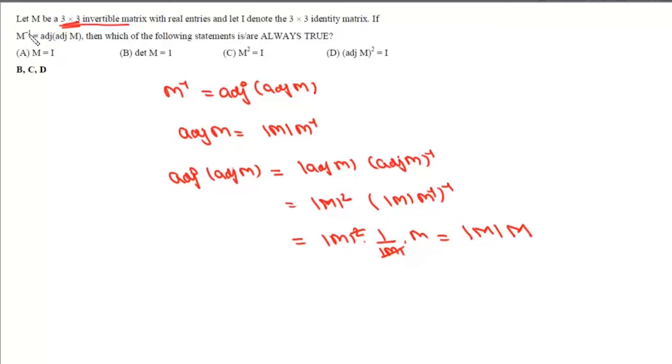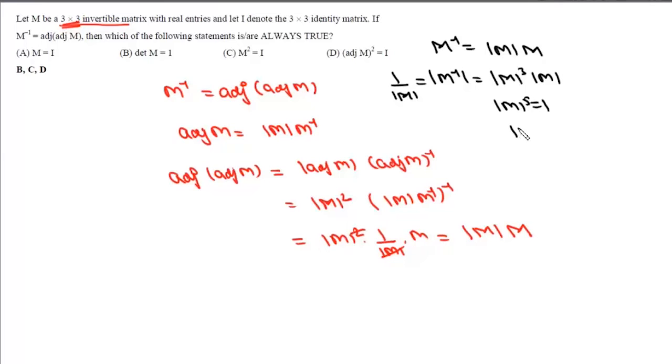So what we're given is that this M inverse is equal to determinant of M into M. Now we take determinant both sides, we write determinant of M inverse will be equal to determinant of M. Now k into M gives k to the power n, so there will be determinant of M cube into determinant of M, and determinant of M inverse is 1 upon determinant of M. So we'll get determinant of M to the power 5 equals 1, or the value of determinant of M will be 1. That means this option B is correct.